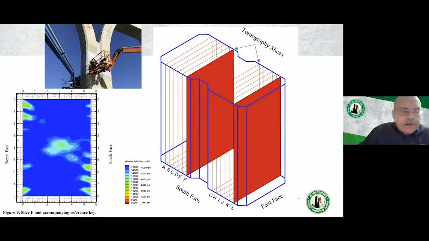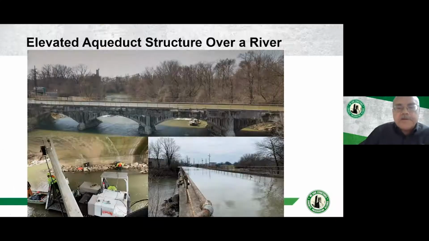So, there was an anomaly over on the lower left on the blue screen there, over about 3, down about 4. It was not a void because we still had velocities that equated to a strength of almost 4,000 psi, but it wasn't the 7,000 psi that the rest of that concrete was.